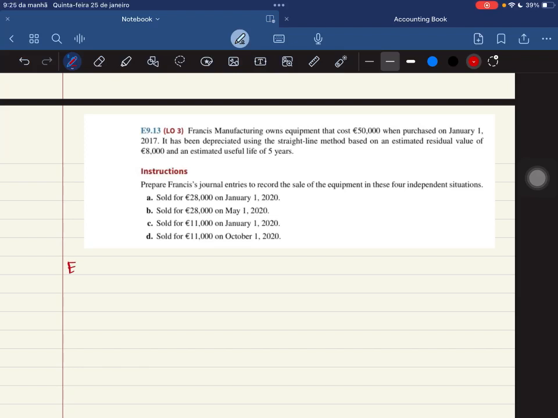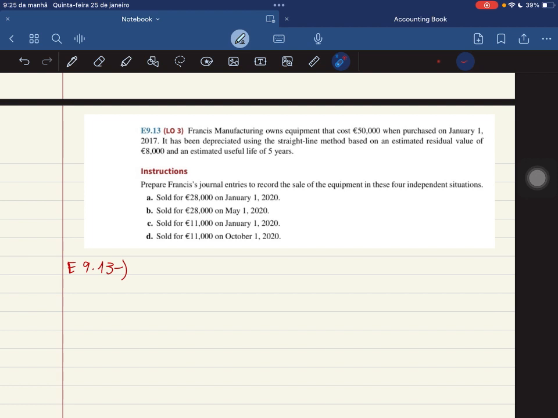E 9.13. France's Manufacturing owns equipment that cost 50,000 euros when purchased on January 1st, 2017. It has been depreciated using the straight-line method based on an estimated residual value of 8,000 and an estimated useful life of 5 years. Instructions: Prepare France's journal entries to record the sale of the equipment in these 4 independent situations.